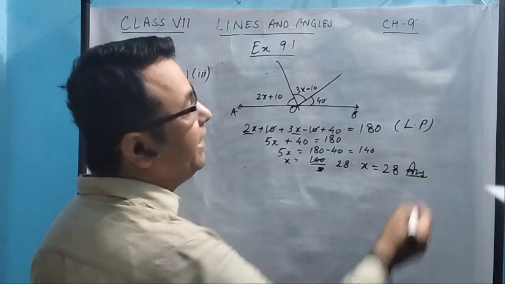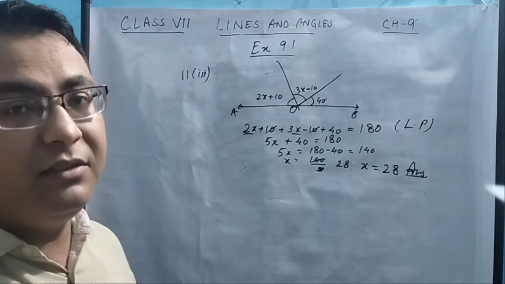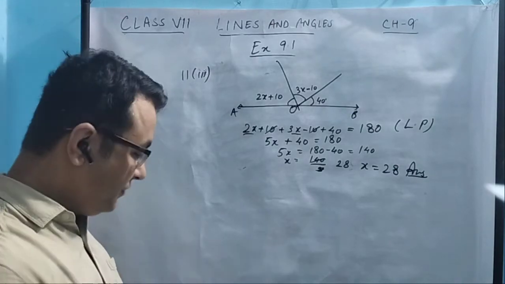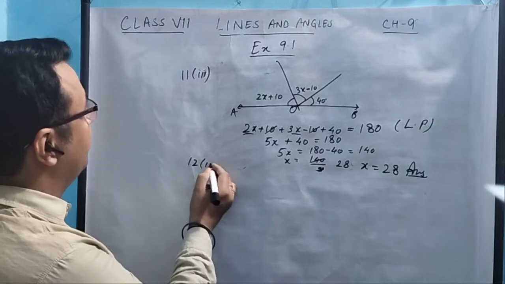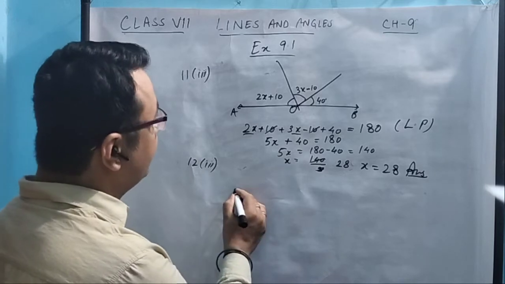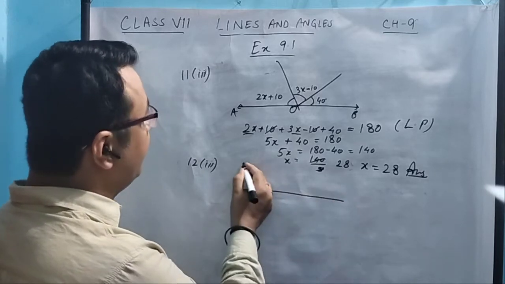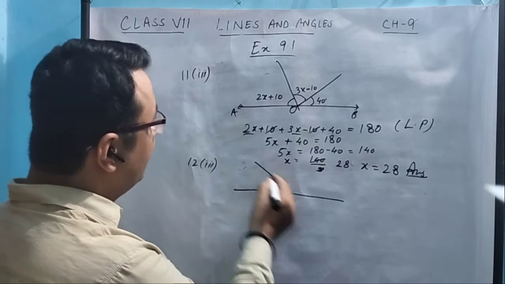So x will be equal to 28. Why only 28 and not 28 degree? Because x is a measure, x is a value, x is not an angle. Now let us see question number 12, third part. Figure of question number 12 part is like this. One straight line is given, and two intersecting lines are drawn like this.